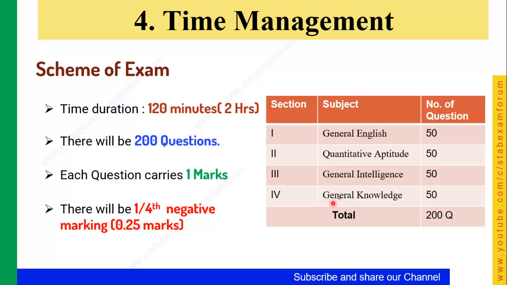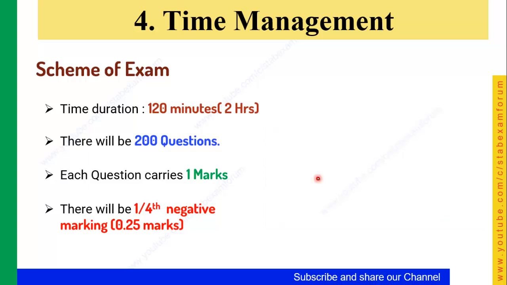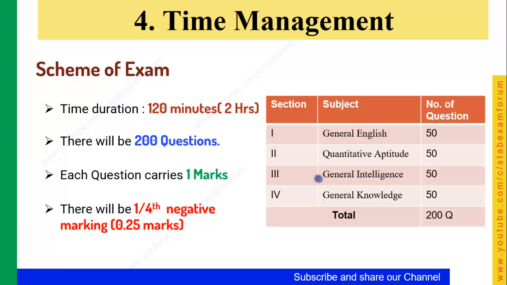So that's the one tip I gave you: always begin with the strong section. So suppose if you are strong in general intelligence, it will take hardly 10 to 15 minutes. So you have a buffer time for another. Let me write. General intelligence generally takes not more than 50 minutes as per my thinking. If you know it, well done. If you don't know it, you cannot do anything.